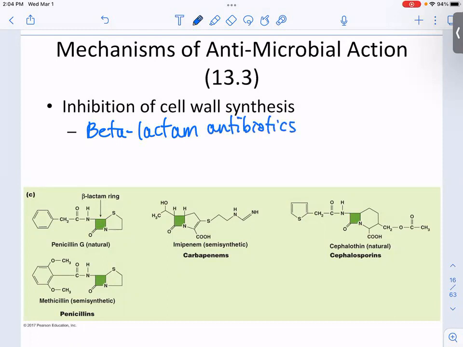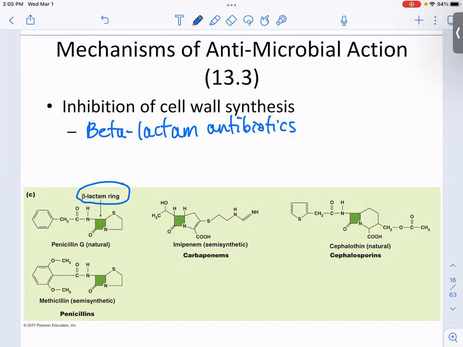Penicillin is one. Okay, so what they all have in common, I'll be showing you lots of structures, not because you have to memorize and draw out these structures, but you should notice things about them and be able to maybe identify parts of those structures. So for example, all of the beta-lactam antibiotics, here are some examples, they all have this beta-lactam ring. They highlight that in green here.